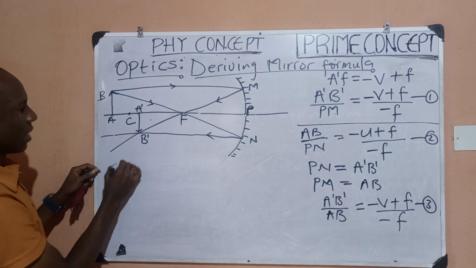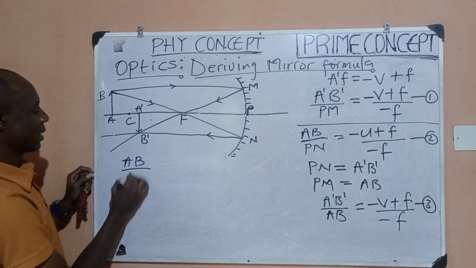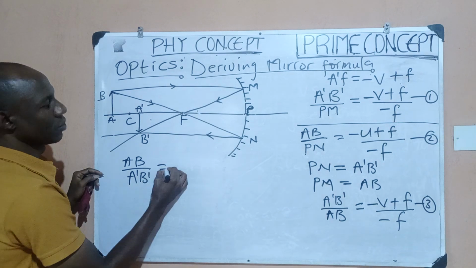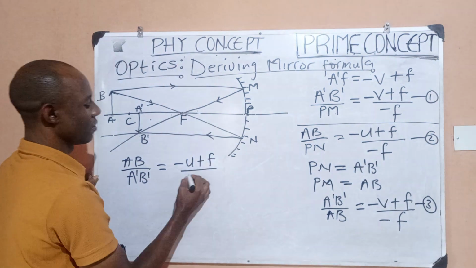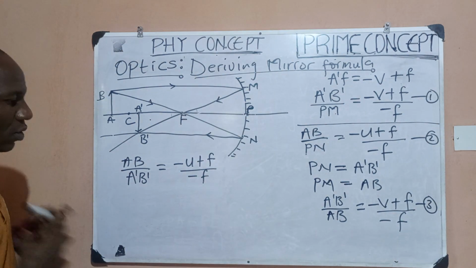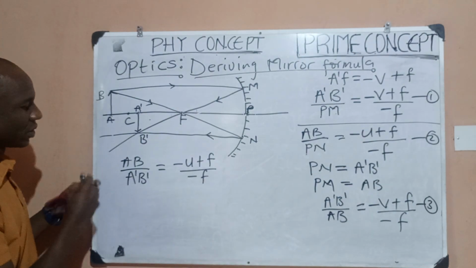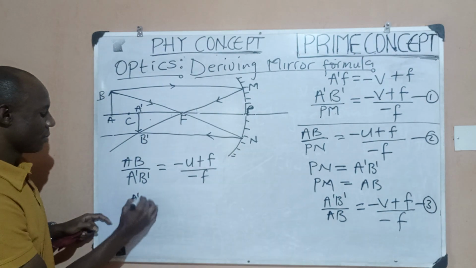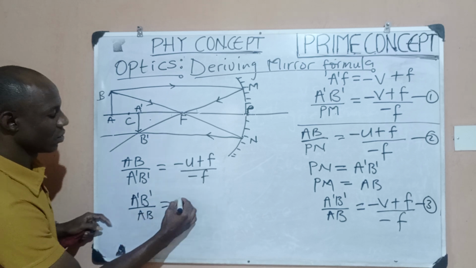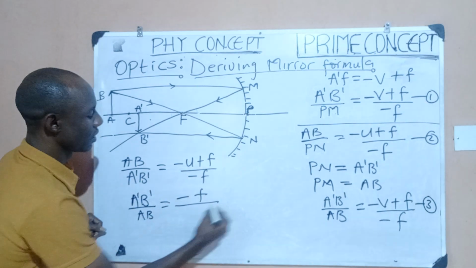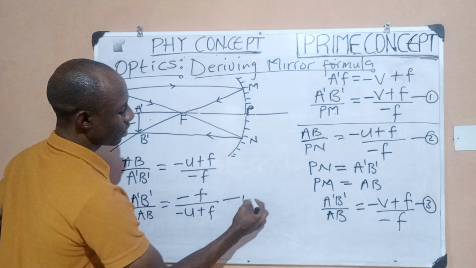So if I do that, I would have AB ratio. Instead of Pn, I would write A prime B prime, which is then going to give me what? Minus U plus F, all divided by negative F. But watch, I want to do something so I can equate. So I'm going to flip this. If I flip this, I'll write A prime B prime divided by AB. So this would give me negative F divided by negative U plus F, right? So I can call this equation 4.